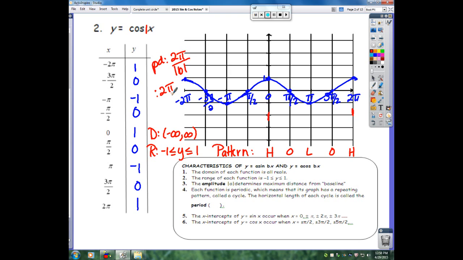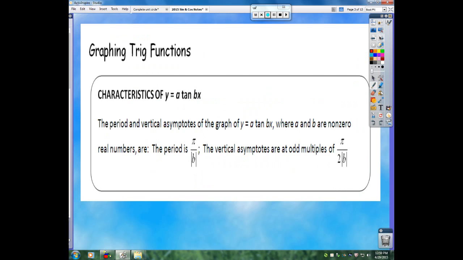Okay, so that's our sine and cosine graphs. So HOLO for sine, HOLO for cosine. Alright, let's look at tangent. So our tangent graph is slightly different. A tangent graph is going to have asymptotes because there's places where your tangent graph is undefined. That's why you have asymptotes. Alright, notice where our asymptotes are defined at the odd multiples of pi over 2 times the absolute value of b. The period also changes here. It's going to change how often it repeats this pattern. It's going to repeat more often than the sine and cosine graphs do.